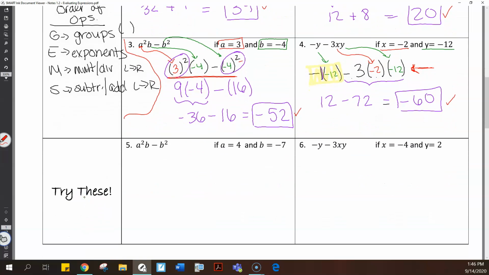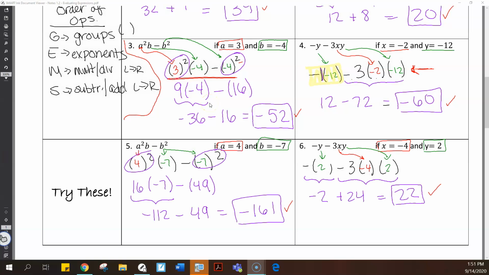So I want you to take a few minutes. I want you to try number 5 and number 6. The expressions they give you are the same as the ones in 3 and 4. Okay, so double check, make sure you're setting this up correctly. Try it, work it out, check it in Desmos. Then come back here and compare your answers with my answers.